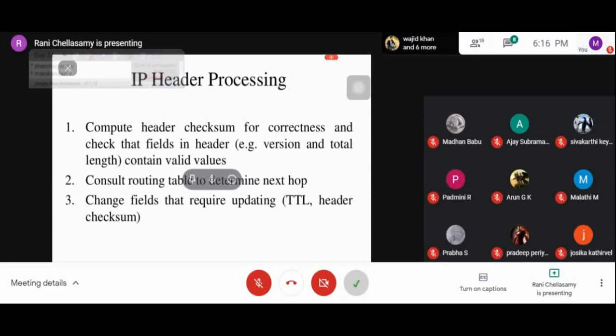And it also consults the routing table to determine the next hop to which the packet should traverse. It will also change the fields that require updating. It can change the TTL, time to live field, or the header checksum field. In this way, the processing of the header goes on.